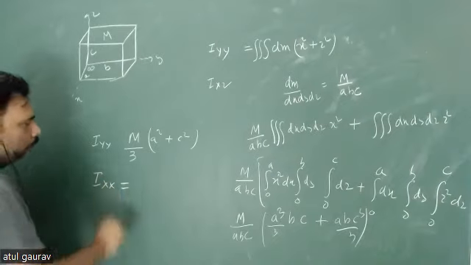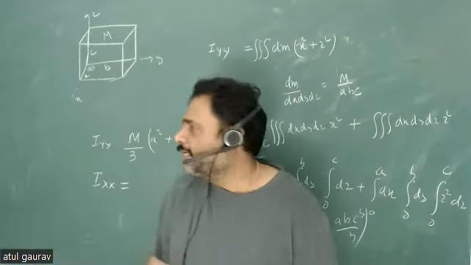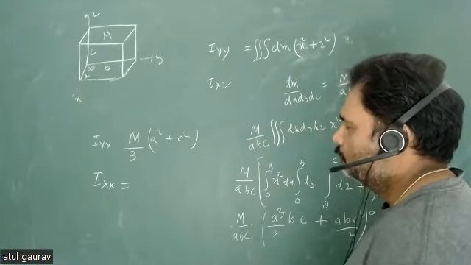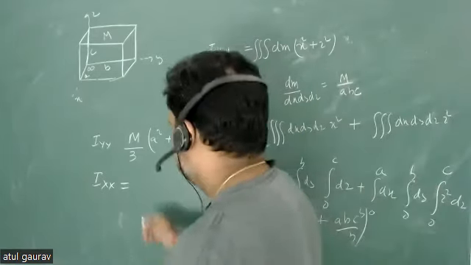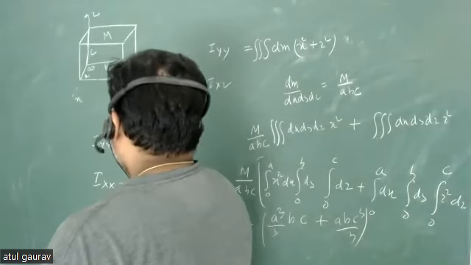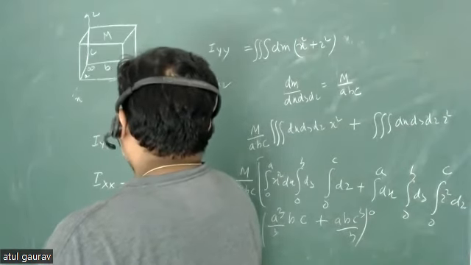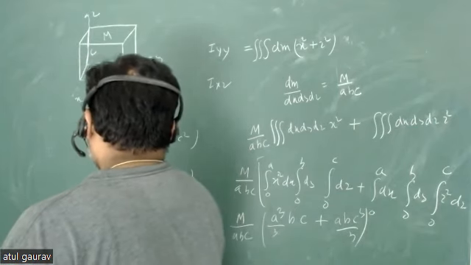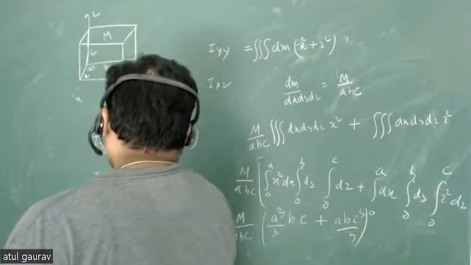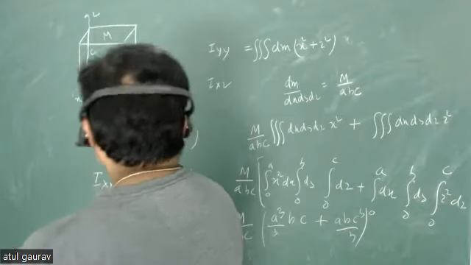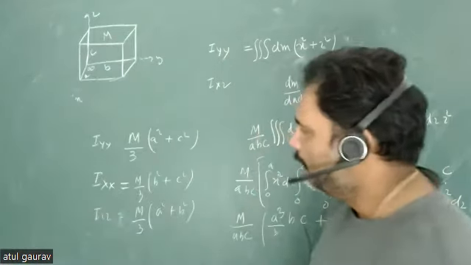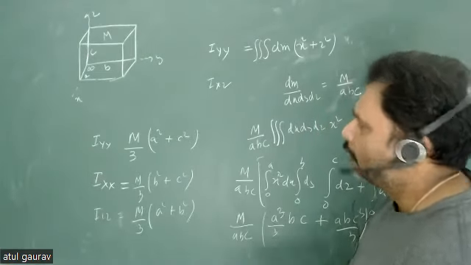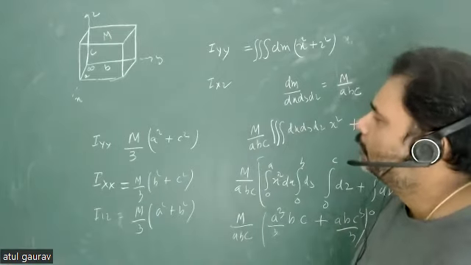So what will be Ixx? फटाफट बताओ. What will be Ixx? So y square plus z square, M by 3 (B square plus C square). What will be Izz? M by 3 (A square plus B square). Are we going to obey the perpendicular axis theorem? No, sir. No, because this distribution is in 3-dimensional.